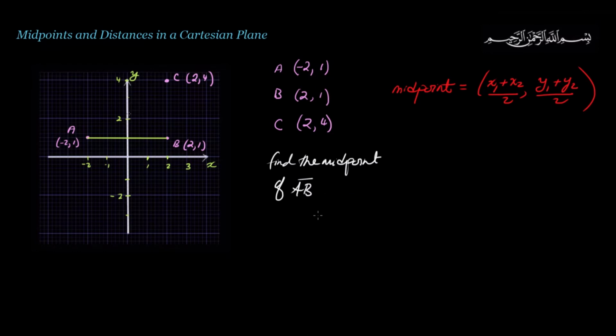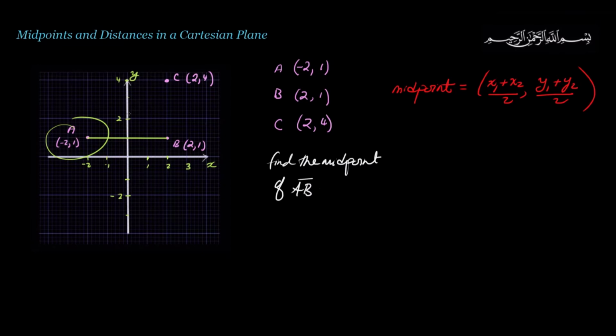In the same way, we can find the midpoint between any 2 points by taking the average of the x coordinates and then the average of the y coordinates, because that's what this formula means. x1 means the x coordinate of the first point, and x2 means the x coordinate of the second point. y1 and y2 are the y coordinates of the first and second points.